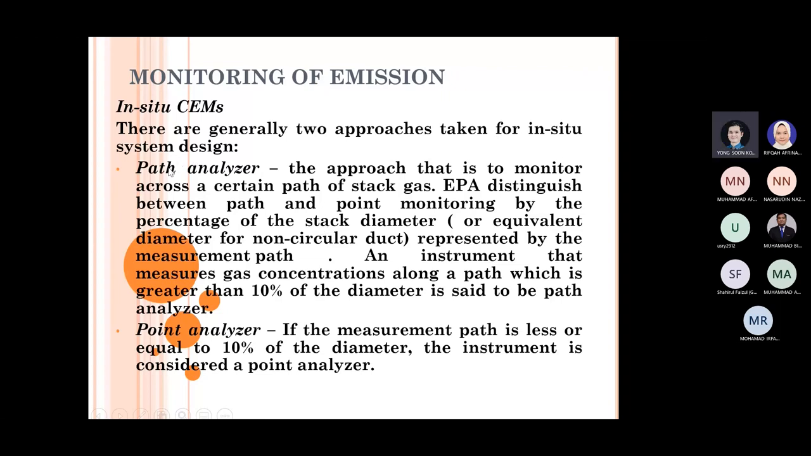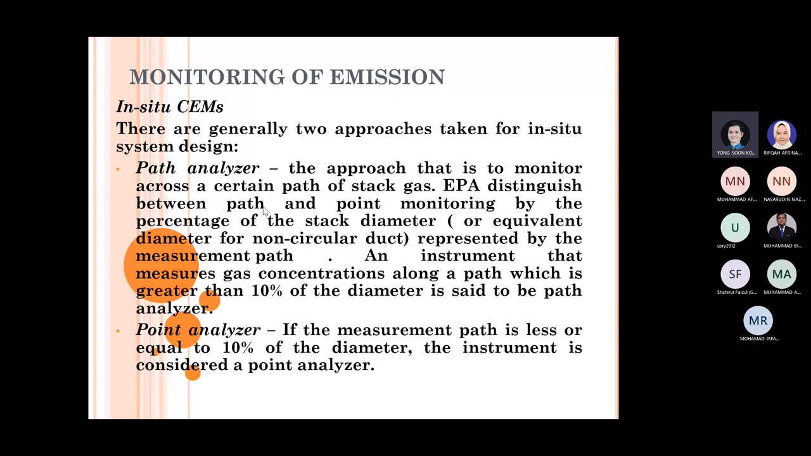These CEMS can be used to measure the emission quality across the chimney or across the stack. So you can measure from the bottom up until the tip of the chimney. So this is the path analyzer. There is another type called the point analyzer, in which they only measure a certain level, for example, directly at the bottom, because the bottom should have the highest concentration. So you can do that.